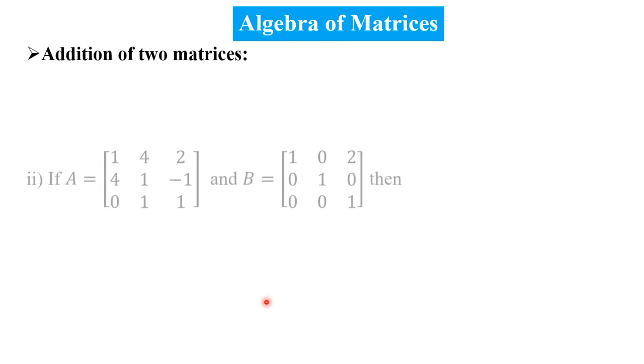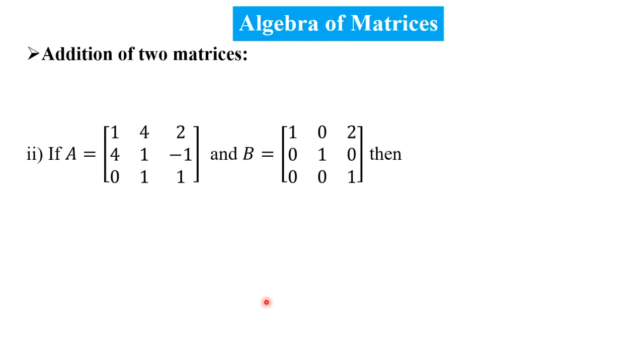Okay students, let us see another example. If matrix A has order 3 with elements 1 4 2, 4 1 minus 1, 0 1 1, and matrix B has order 3 with elements 1 0 2, 0 1 0, and 0 0 1.